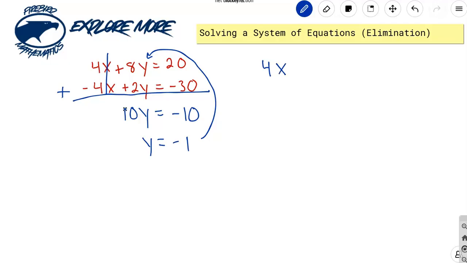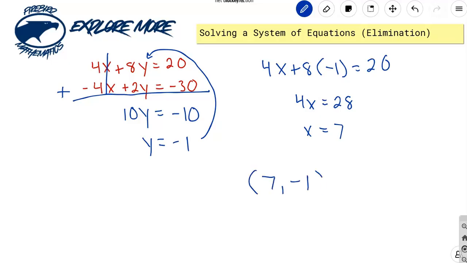So this would be 4x plus 8 times negative 1 equals 20. 8 times negative 1, that's negative 8, so we could add 8 to both sides. So 4x equals 28. Divided by 4, we get x equals 7. So the solution to this system of equations would be the point (7, negative 1).